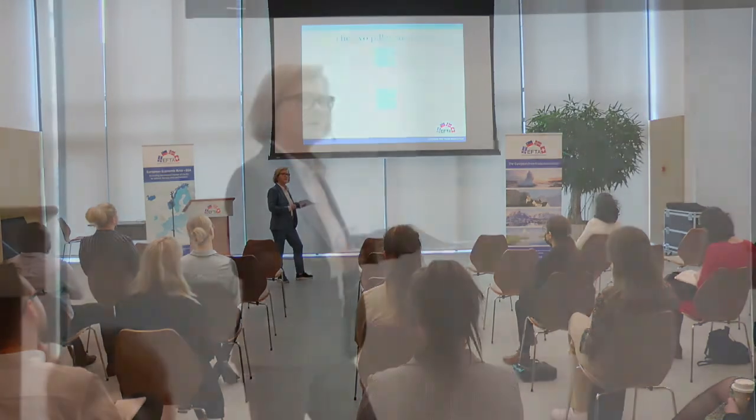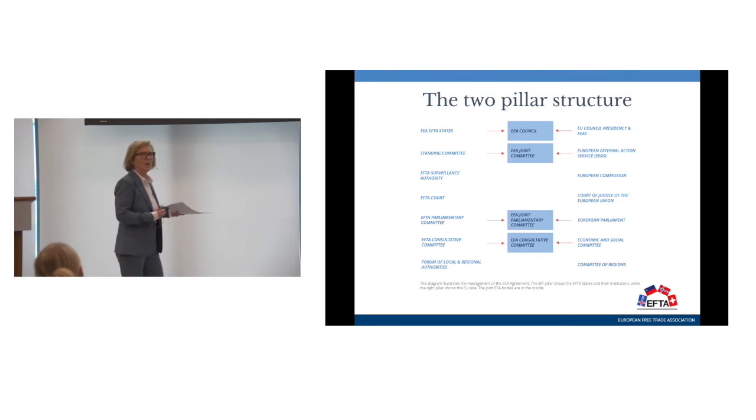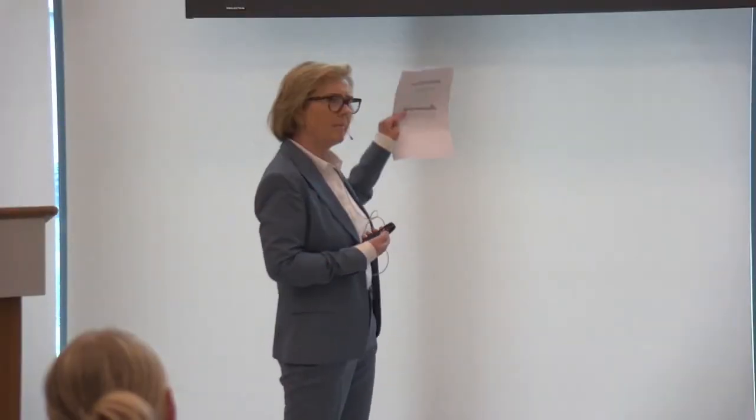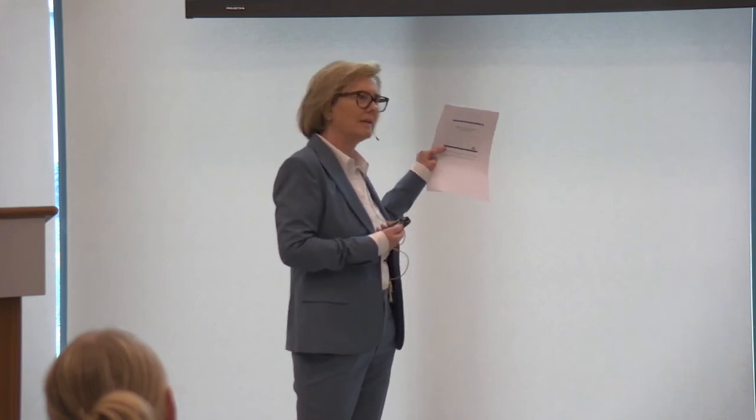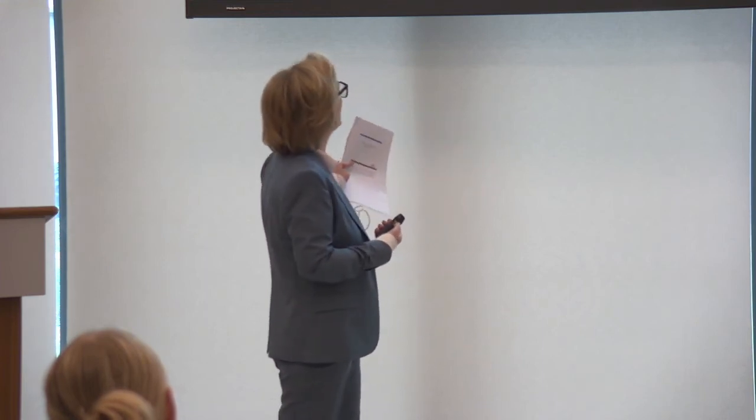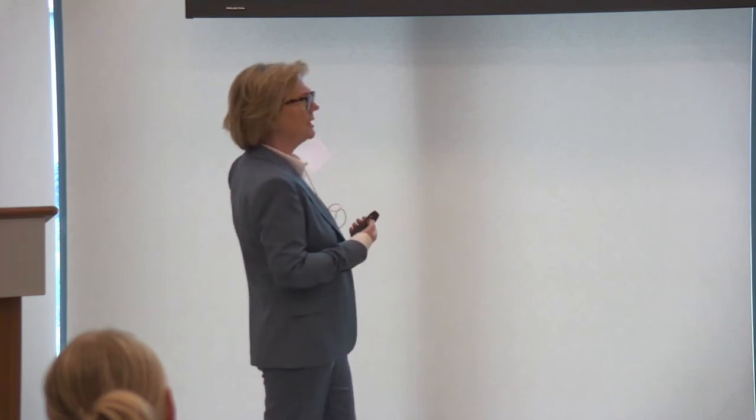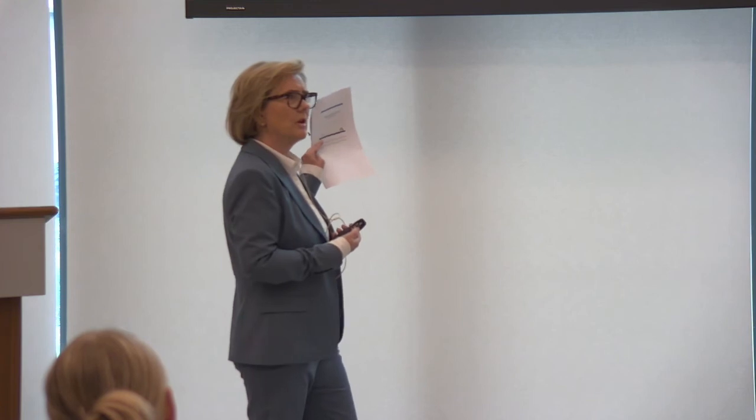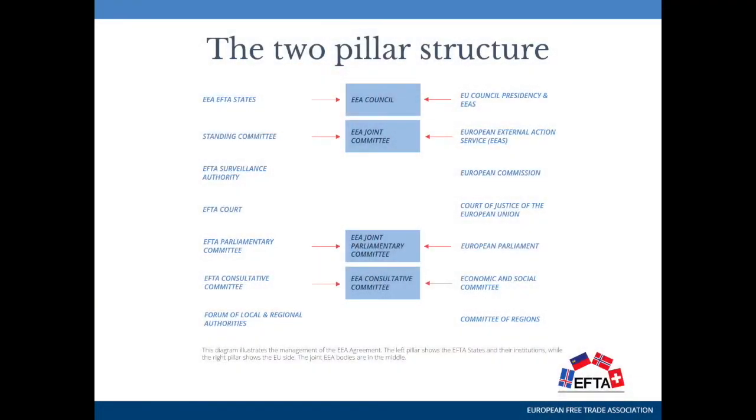What this refers to is that EEA cooperation takes place in two different pillars. We have the EFTA pillar on one side with its institutions. We have the EU pillar on the other side with its institutions, and also some common institutions that you see here in the middle that have been set up under the EEA agreement. So you will see that the EEA agreement does not transfer competence to EU institutions. Decision-making competences rest in the EFTA pillar.